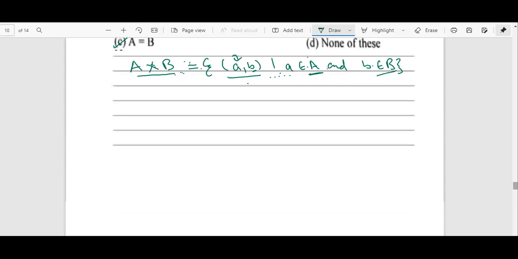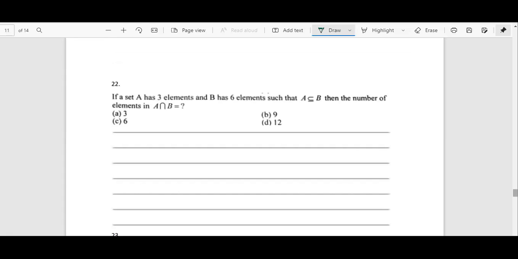Okay. Let's talk about the 22nd question now. If a set A has 3 elements and B has 6 elements, and A is a subset of B, then the number of elements in A intersection B would be. Okay, now obviously we know that A is a subset of B and we are talking about A intersection B, right? So A intersection B is going to have those elements which are common in A and B.